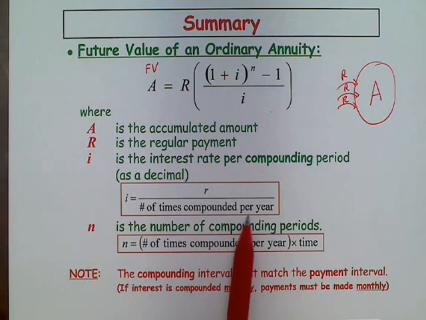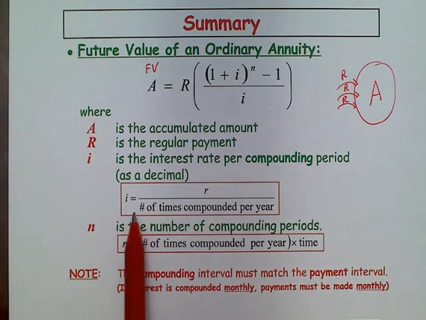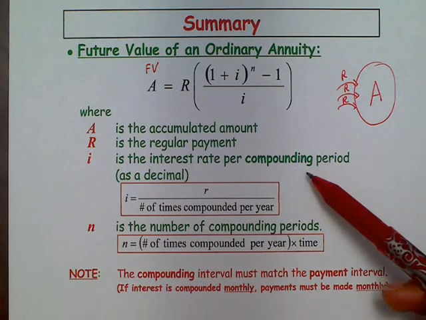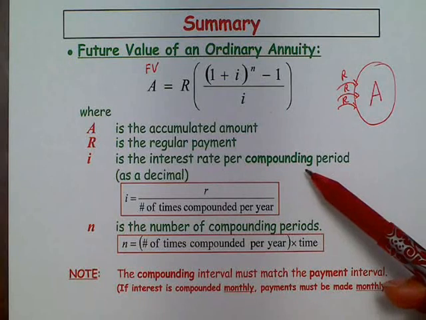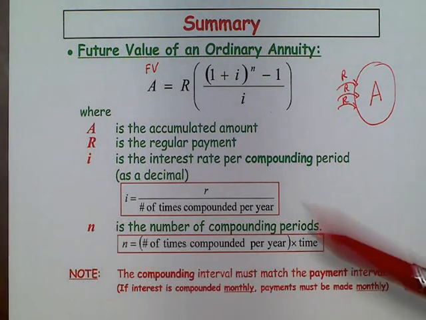So if interest is compounded 12 times a year, if you're looking at it monthly, then you would take the interest rate and divide it by 12. And that'll give you the interest rate every month. Okay, so that's what it means by interest rate per compounding period. So it would either be the interest rate per month, interest rate per week, interest rate every other week. That's the kind of thing you're looking at there.